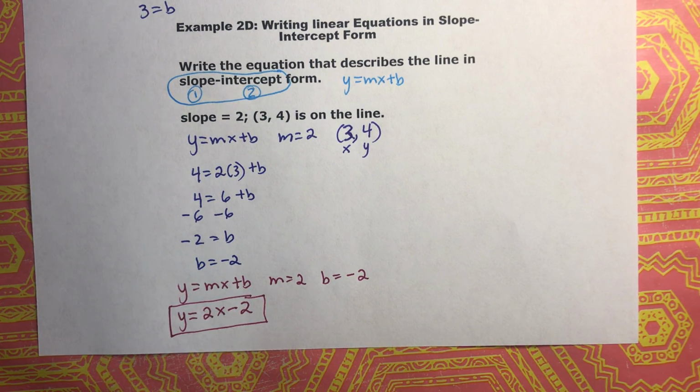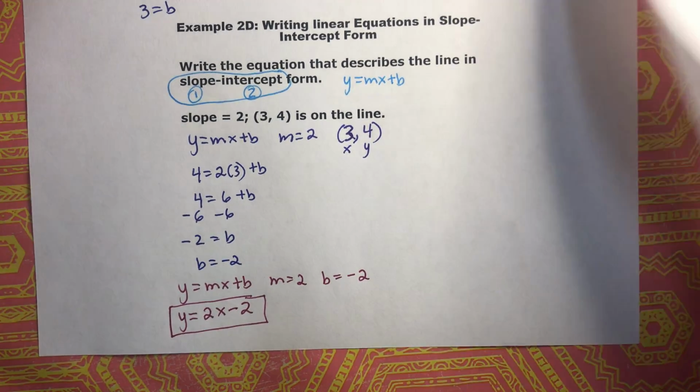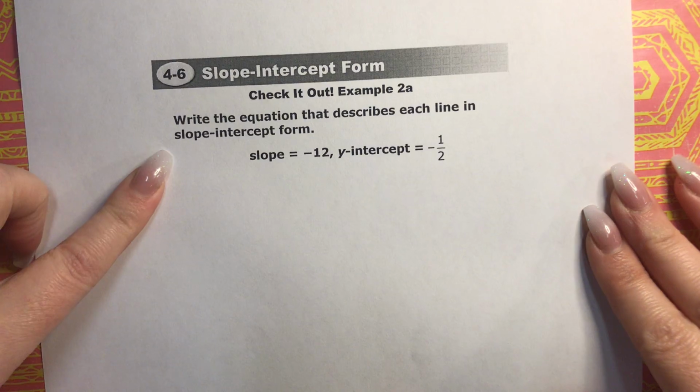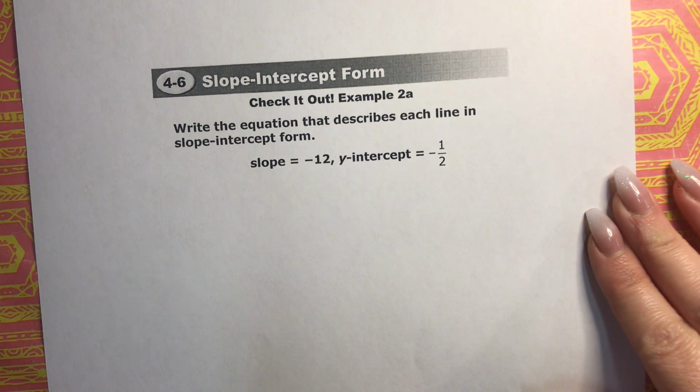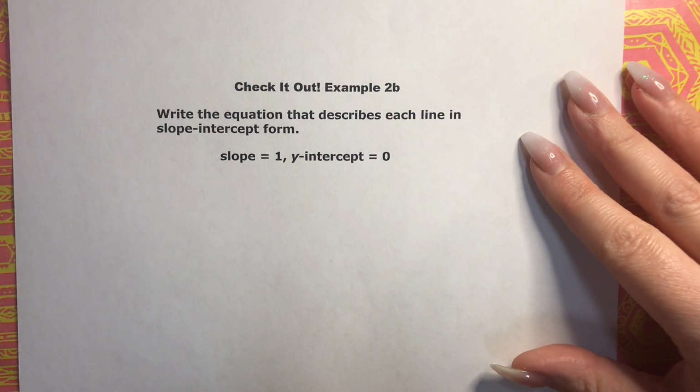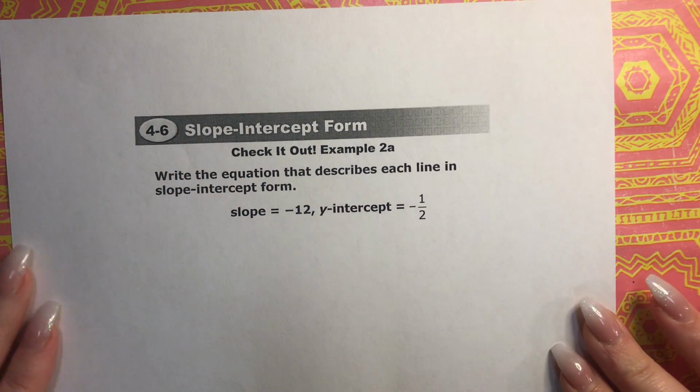All right. Perfect. Now let's go ahead and look at some different examples. I want you to try these ones out on your own. You're going to write the equation that describes each line in slope-intercept form. So I want you to try 2a and 2b on your own.